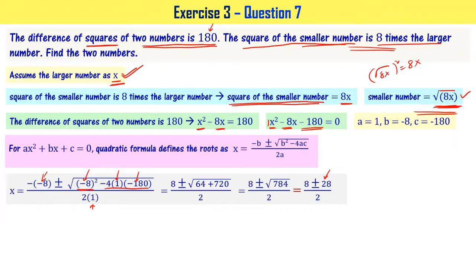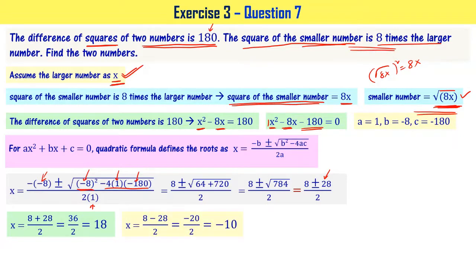Let's get the value of x when you consider the positive sign. x equal to 8 plus 28 divided by 2, that is 36 by 2, that is equal to 18, right? Now let me take the negative sign so that x can be written as 8 minus 28 divided by 2, that is minus 20 by 2, that is equal to minus 10. Now you have two values for x, 18 and minus 10, right?